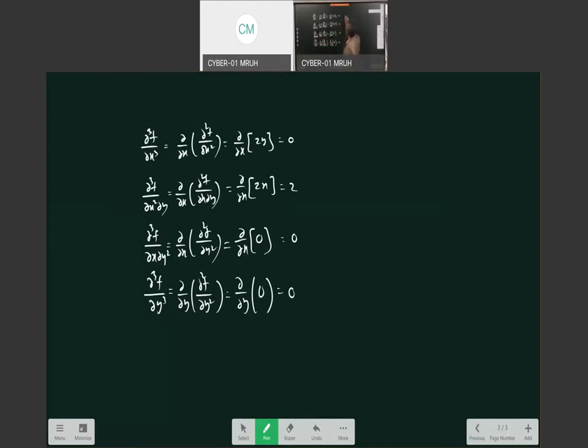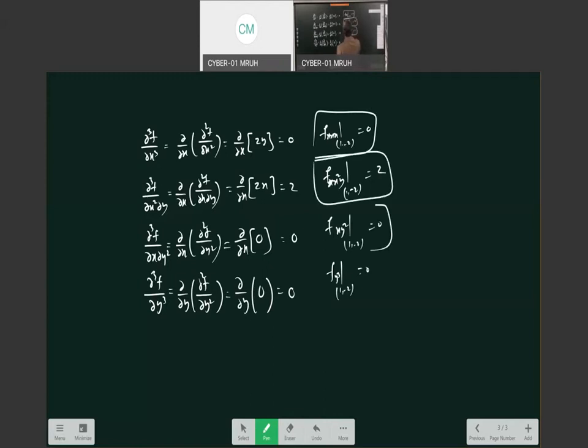So now I can write this f triple x at 1 comma minus 2 is 0. F double x y at 1 comma minus 2 is 2. F x y square, or you can write x square y, anything you can write, makes no problem, at 1 comma minus 2 is 0. And f of y cube at 1 comma minus 2 is 0. Okay, now finally I got all the 10 values that I required up to the third degree term.